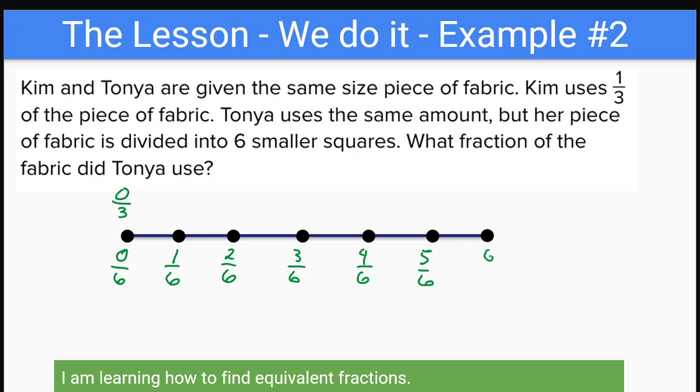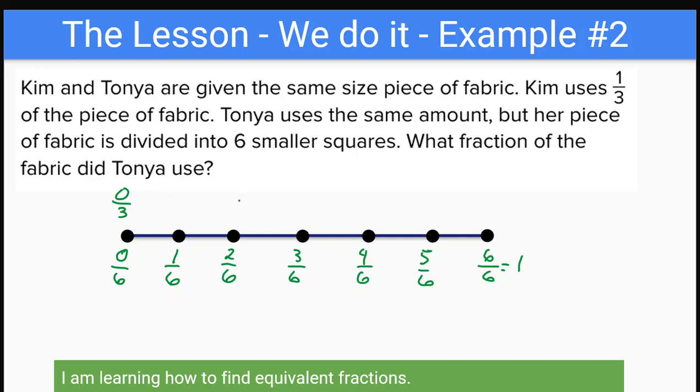And this is 6/6. Anytime the numerator and denominator are the same, that equals 1 whole. Okay? Now, it says right here that Tanya divided hers up into 6 parts. And Kim divided hers up into thirds. Now, this is 1/3 right here.